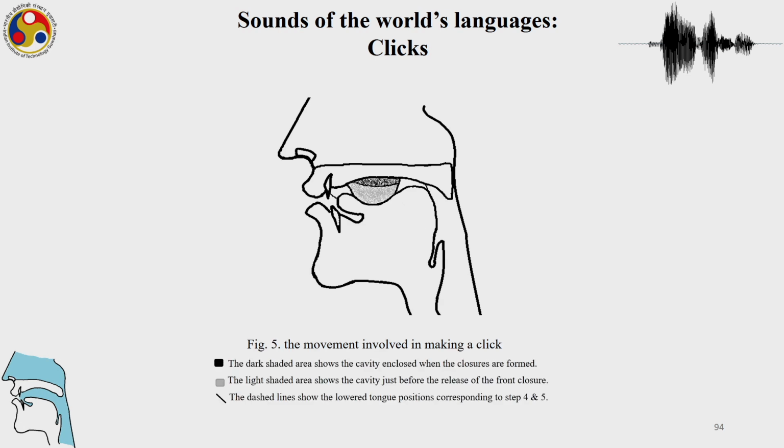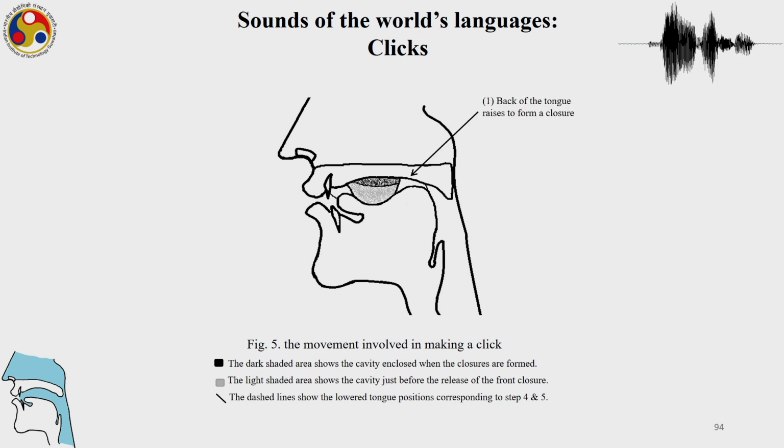This is a diagram showing the movement involved in making a click. The dark area shows the cavity enclosed when the closures are formed. The light area is before the release. So, it's a very small area, and then the area is made bigger, and then there is a release. And the dashed line shows the lowered tongue position. So, the tongue goes up and down before the release.